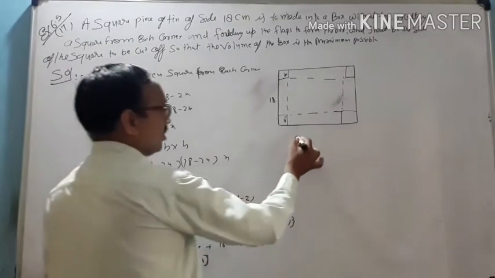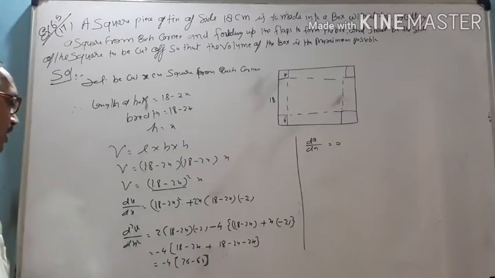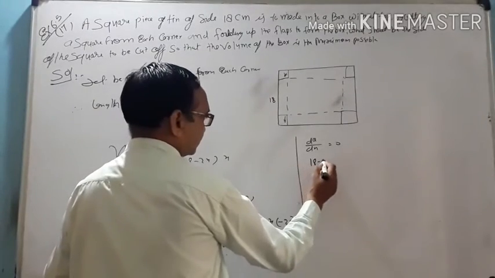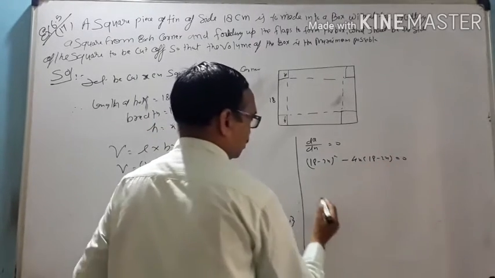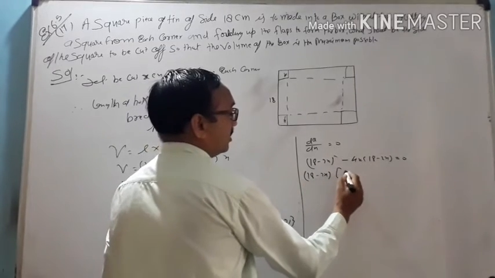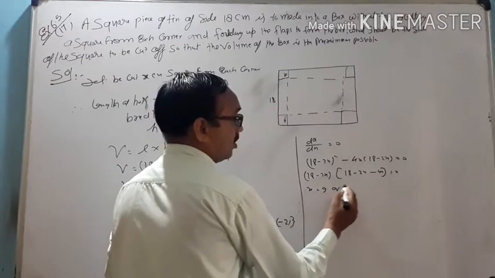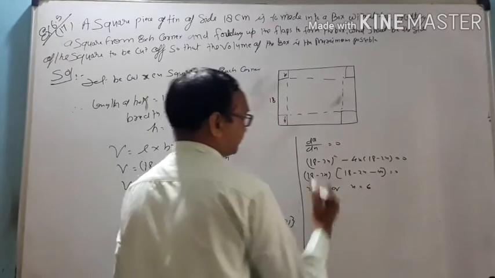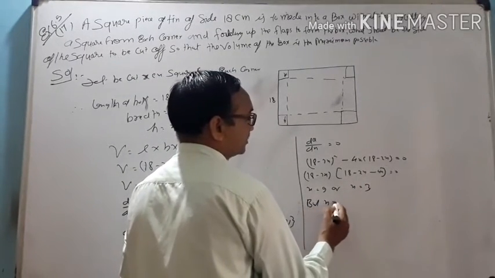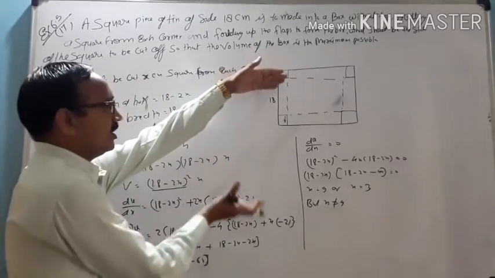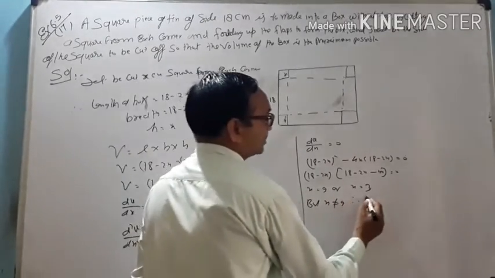Now we find the point of maxima or minima. So dV upon dx equal to 0. This means (18 minus 2x) whole square minus 4x into (18 minus 2x) equal to 0. First we take (18 minus 2x) common, then you get (18 minus 2x) minus 4x equal to 0. So x equal to 9 or x equal to 3. But x is not equal to 9 because the total length is 18. If we fold 9, you will not get the box. So x is not equal to 9, therefore x equal to 3.